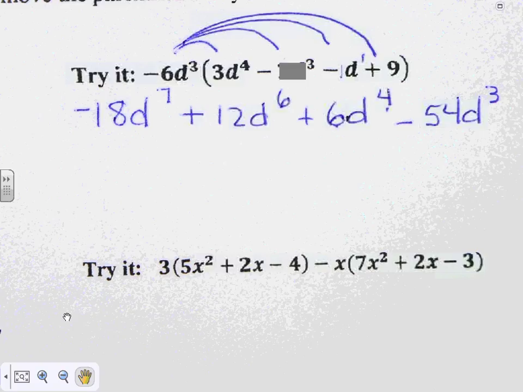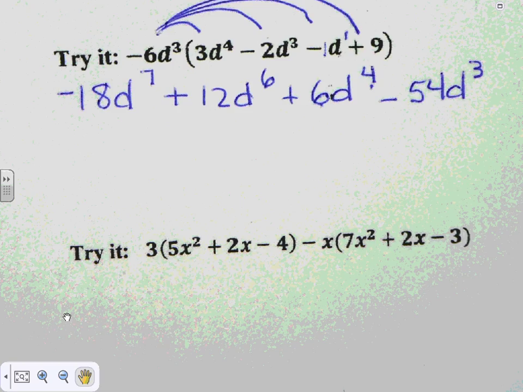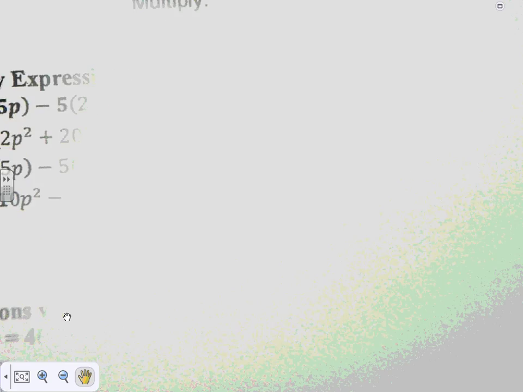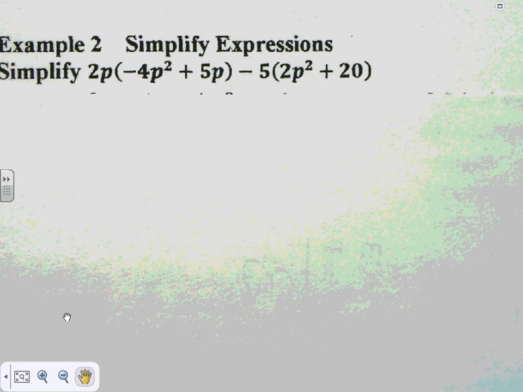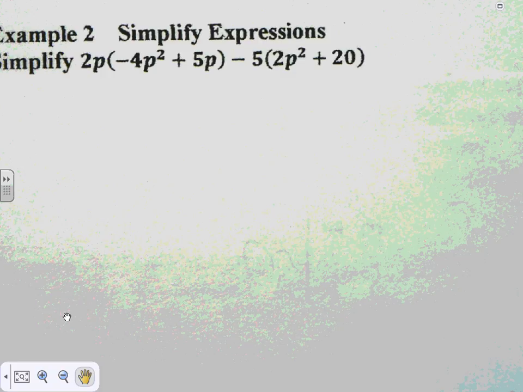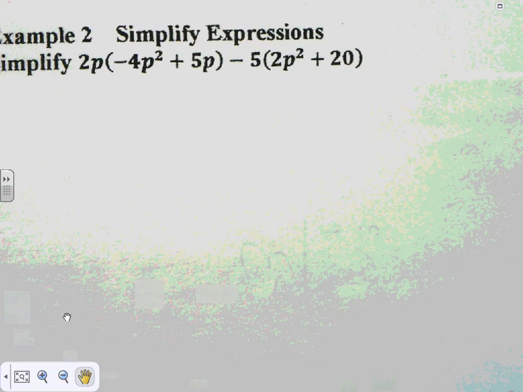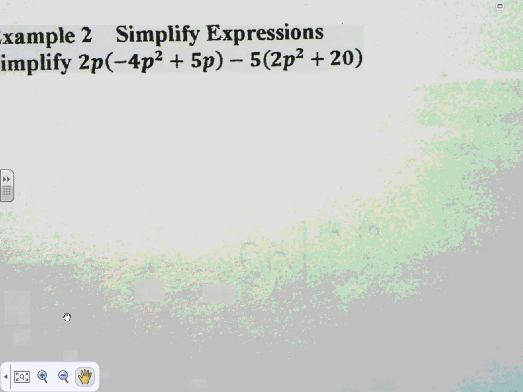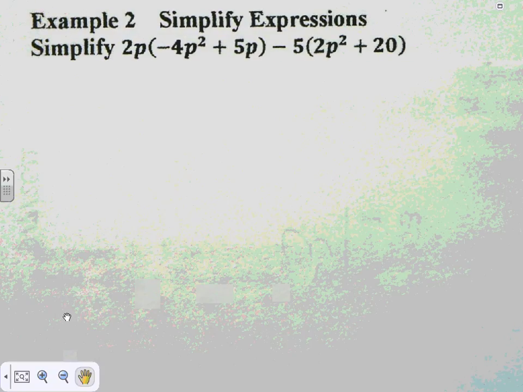Okay? All right, let's look at the next example. Once again, I'm going to cover it up and work it, and you're going to work it with me. How is this one different than the one we just did? It's got a negative x. We have to distribute it. Look at this example though. How is this different?